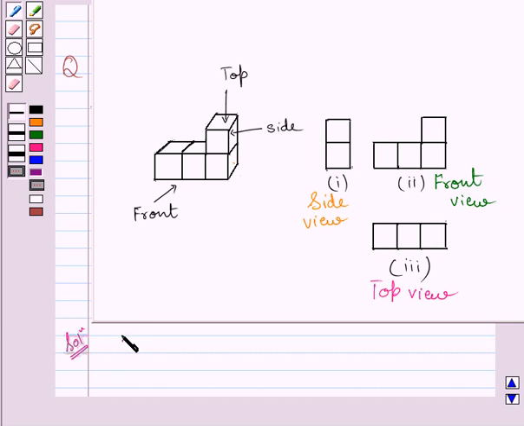Now, our required answer is, first part represents the side view of the given solid. Second part represents the front view of the given solid. And third part is the top view of the given solid. So this is our required answer.